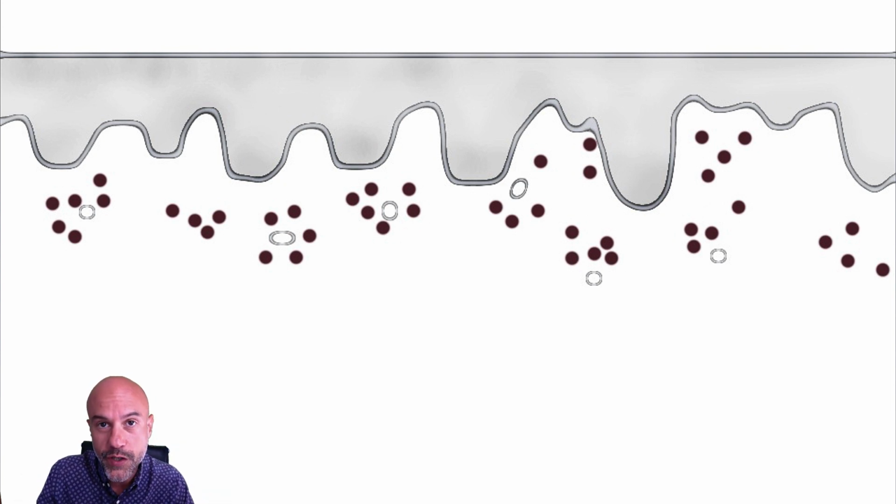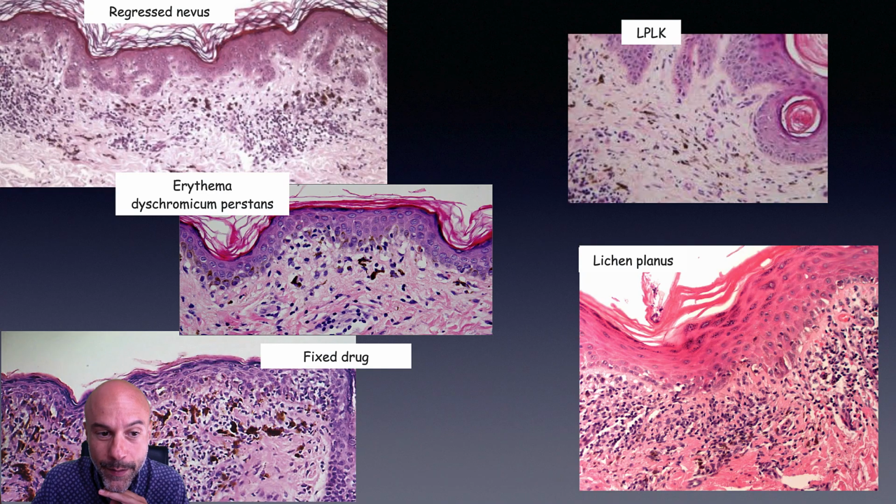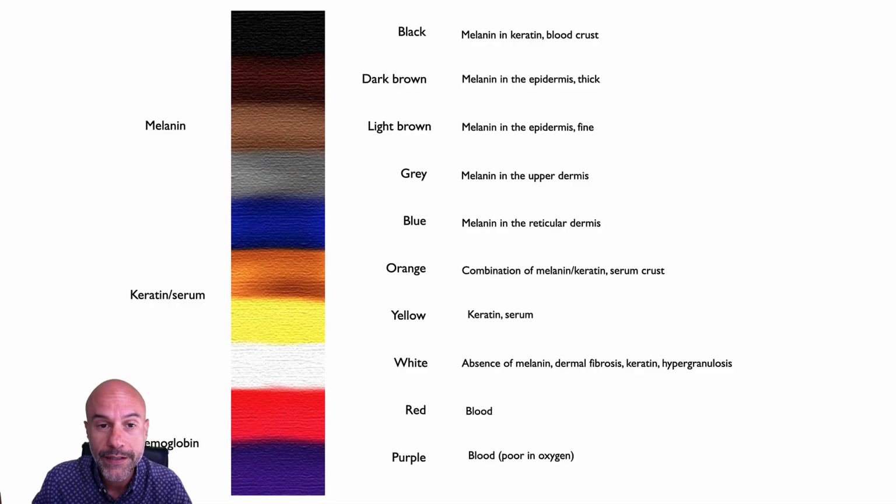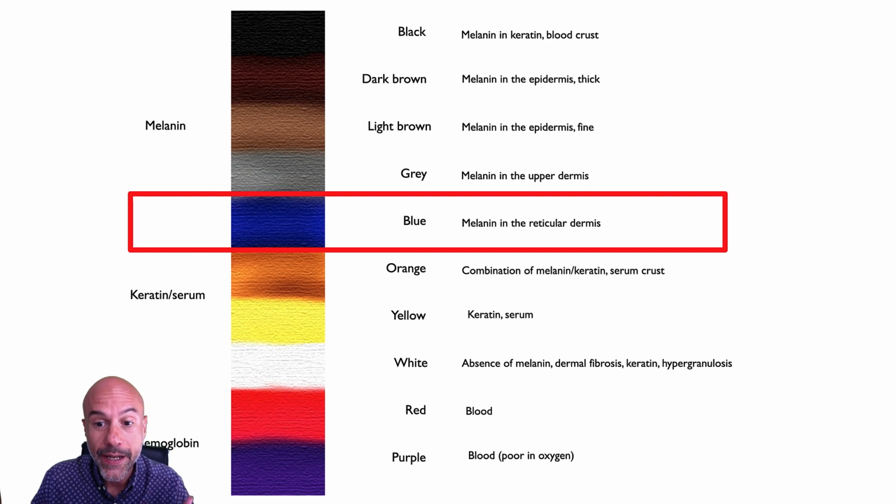macrophages that do a procedure which is called phagocytosis. They eat practically the melanin. And that's why in all these different entities we see precisely the same thing. And here are the histopathologic images. So it makes sense. Gray dots and granules correspond to melanophages and they can be seen in numerous tumors and entities. And finally, blue color.